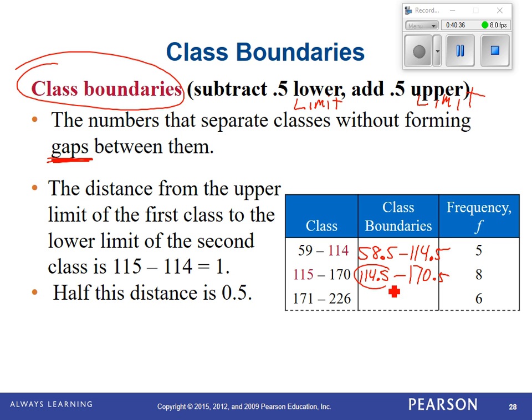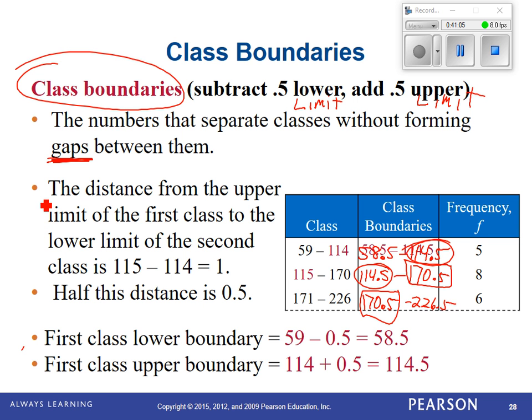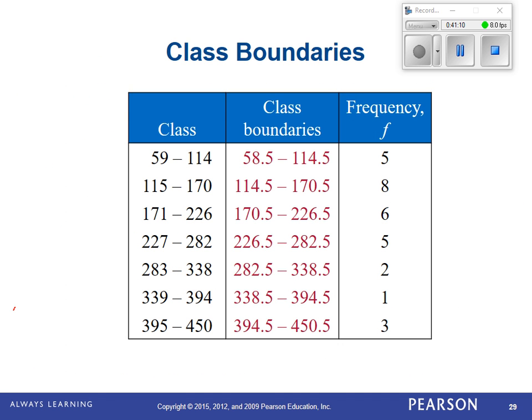Notice now, those are the same. This next one is going to be 170.5. So now that one's the same as that one, and our upper class boundary would be 226.5. And all it does is make it so that when we're putting something on a number line, it's not leaving any gaps. Everything's touching. So the class boundaries for our big chart would look something like that.